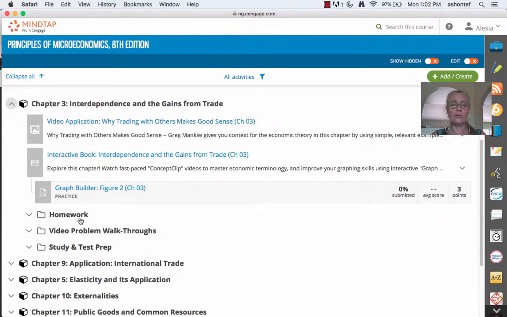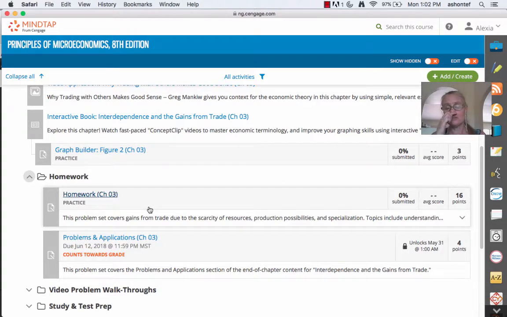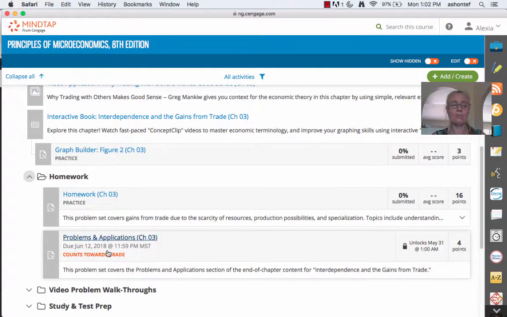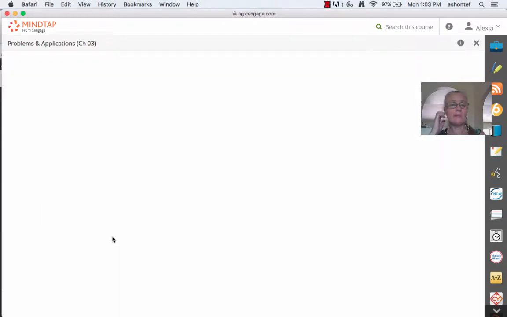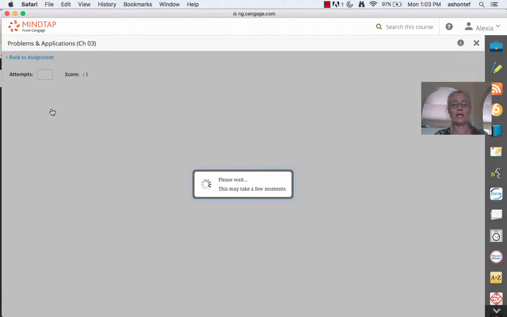And as before, we'll go down to the homework, and the ones that you need to be concerned with are the ones that say counts towards grade. You can do the practice, it's always good to practice, but these are the ones you must do for the grade. So we'll click on problems and applications, and there'll be just a few questions. Okay, so we'll start with question 1 to get going.